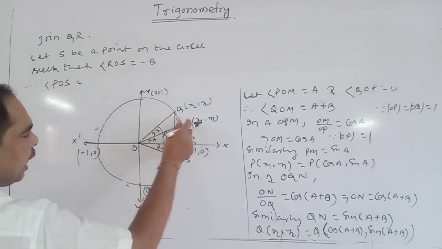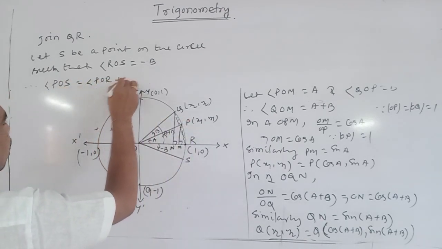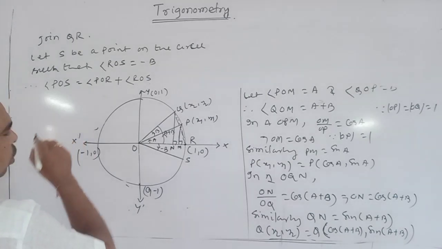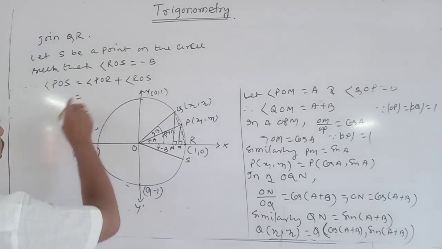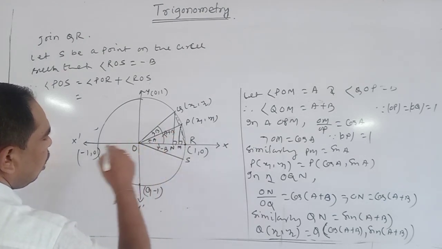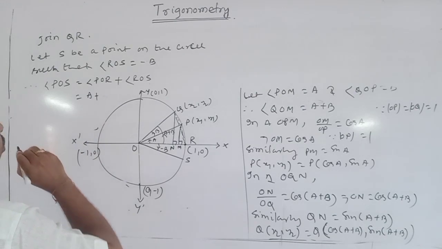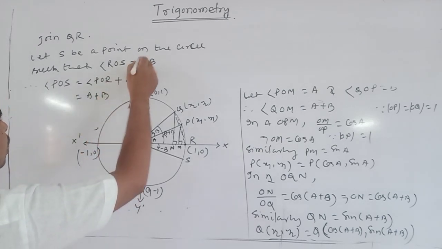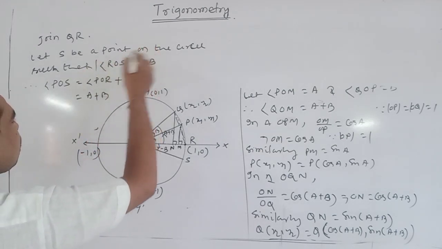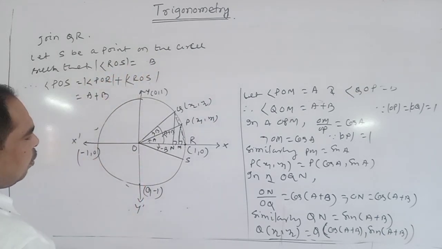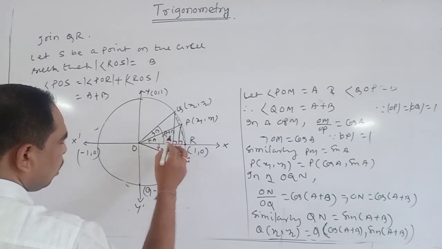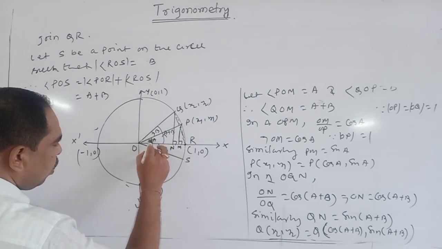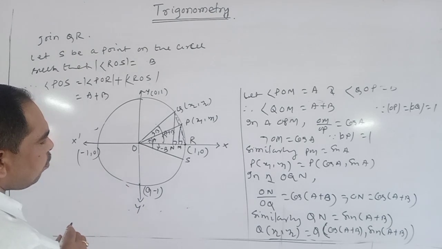Therefore angle POS is equal to angle POR plus angle ROS. The angle POR is A, and the whole angle is B in magnitude. In magnitude, this angle is A plus B, and this angle is also A plus B.